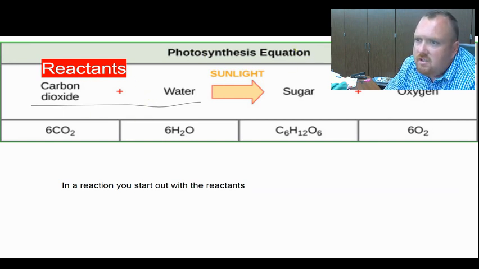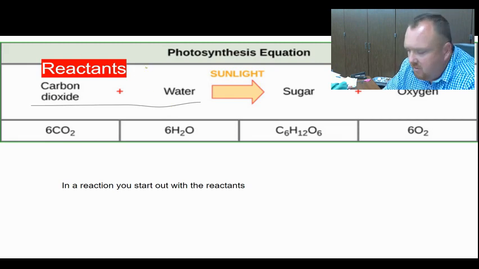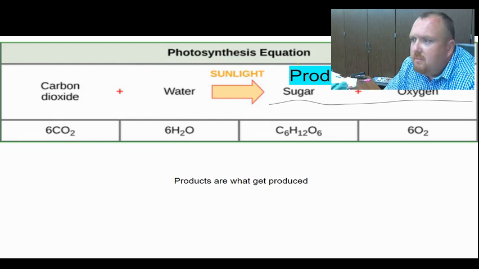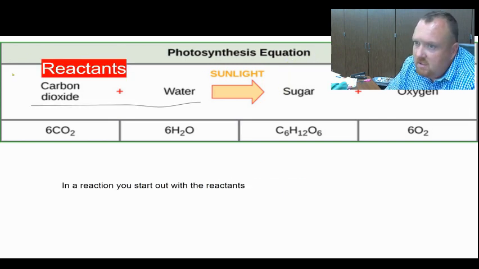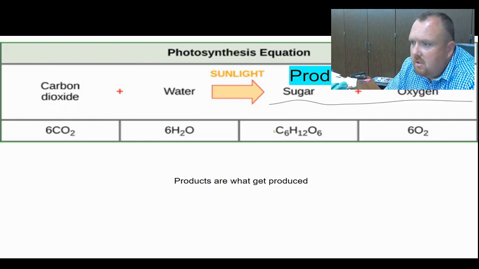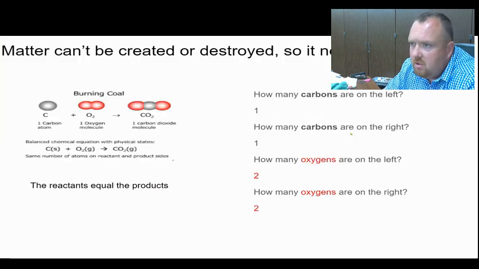This whole equation is called the photosynthesis reaction or the photosynthesis equation. We start out with two chemicals, carbon dioxide, water. You might remember we called these molecules. These molecules are what we start out with. They react in a reaction. They turn into the products. The products are what we get out of the reaction. So the reactants turn into the products. Products are what get produced.